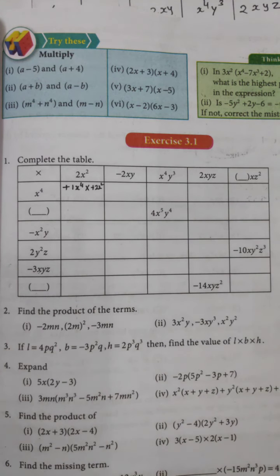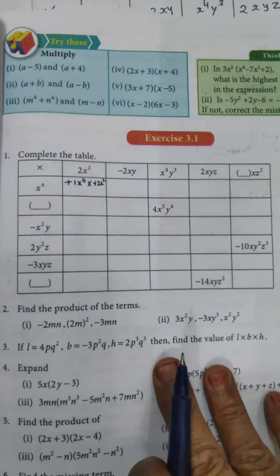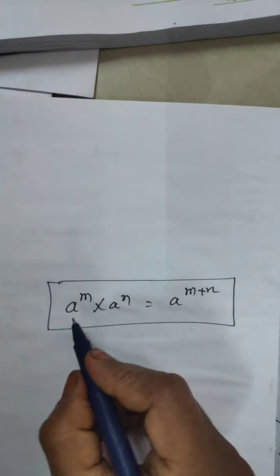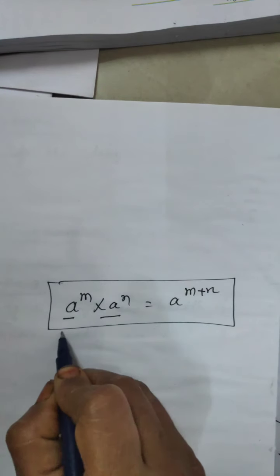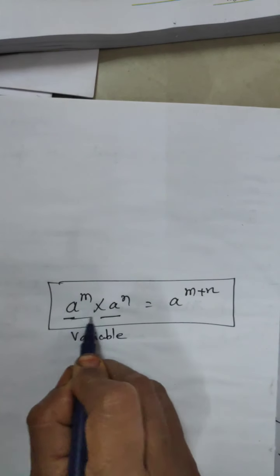Now exercise 3.1, complete the table. Okay, this sum I explain now. Which identity do we first use there? A power m into a power n equals a power m plus n. Here a is the variable. These two variables are also the same variable.